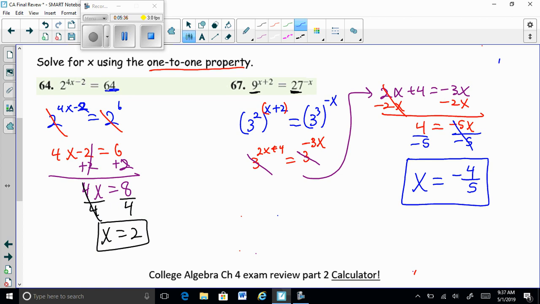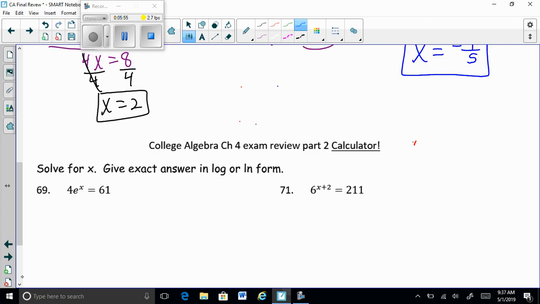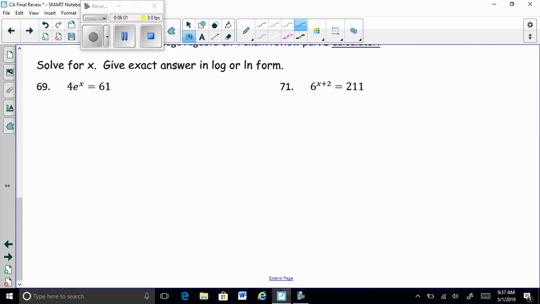Okay, so up to this point, everything has been non-calculator. So even on this, you're going to be asked to do it without a calculator, because if you did have one, there are ways of kind of getting around this and coming up with your results. But this next part, you can use a calculator. I'm going to ask you to give me your exact answers in log or natural log form. If you give me an exact answer, that'll be okay, but I'm not requiring that you do that.